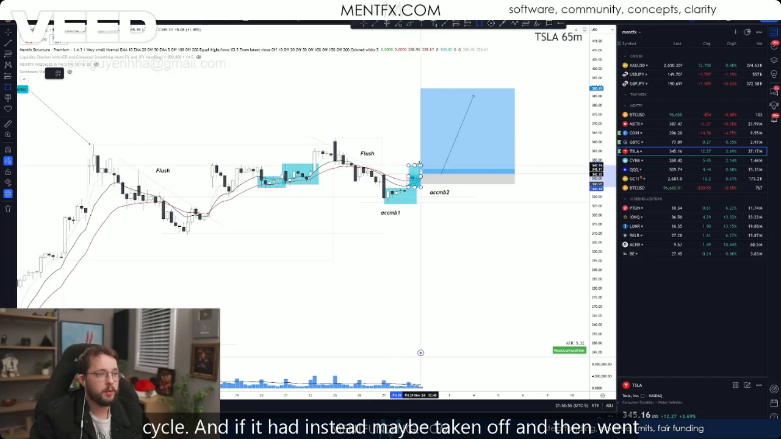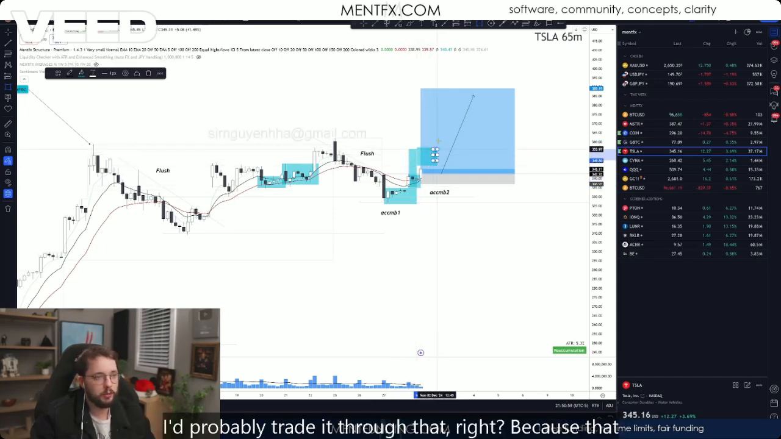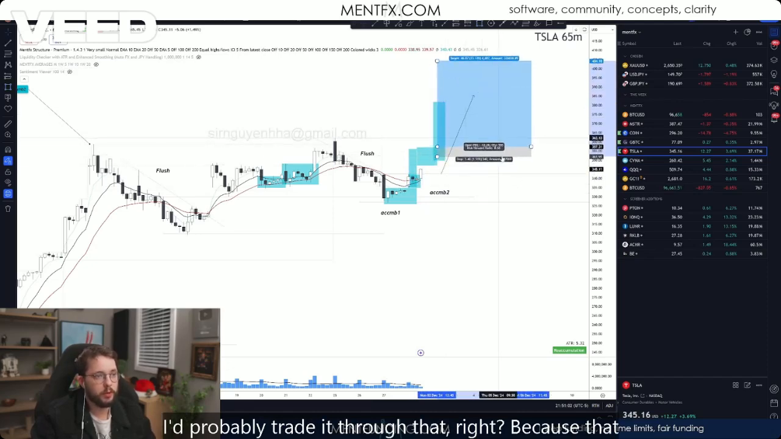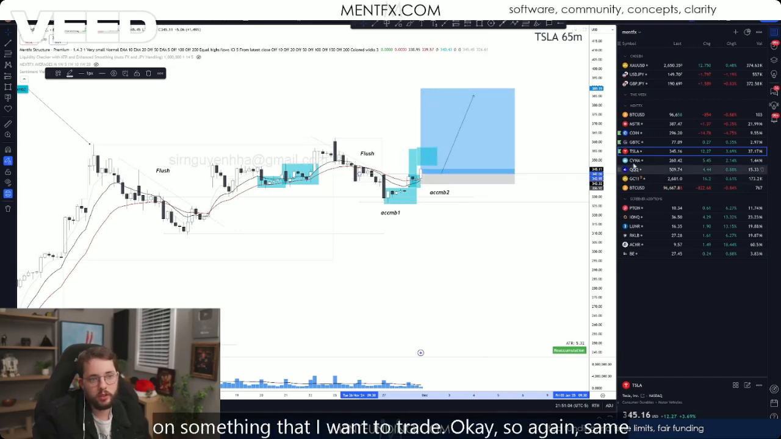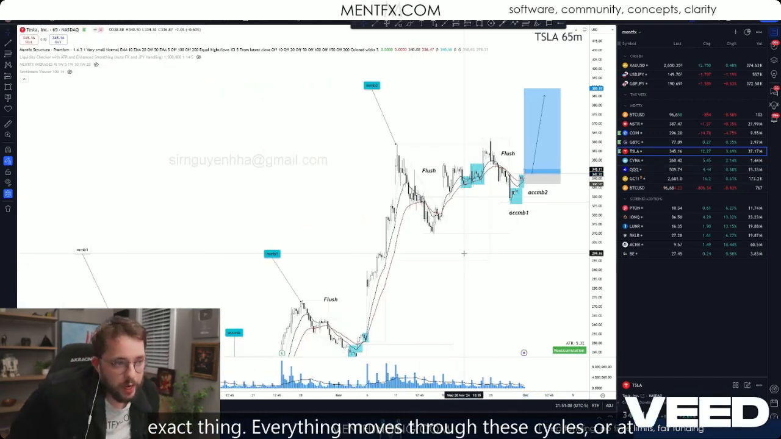And if it had instead maybe taken off and then went sideways here instead for momentum MB / accumulation MB, I'd probably trade it through that, right? Because that would be like the opportunity that I'm looking for, and it's on something that I want to trade. Okay, so again, same exact thing.